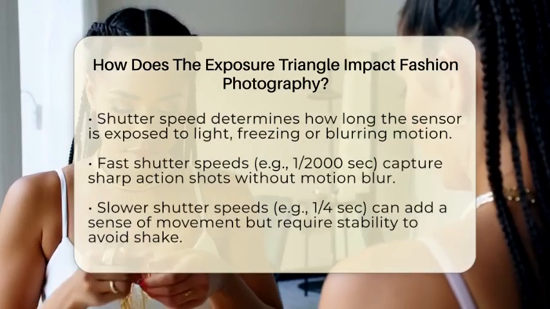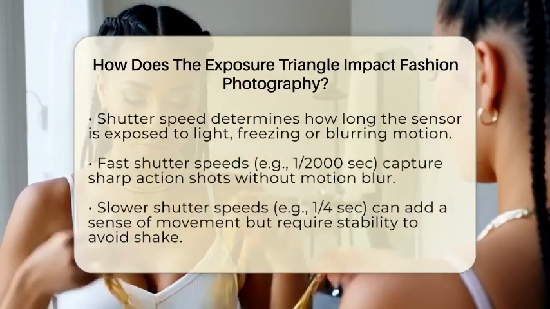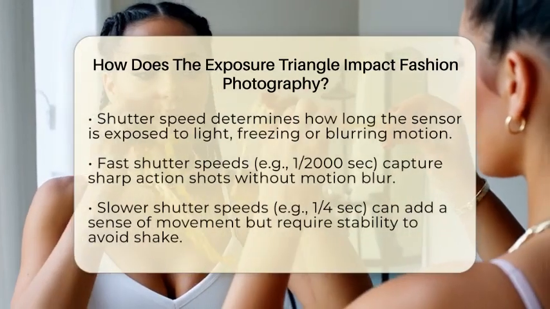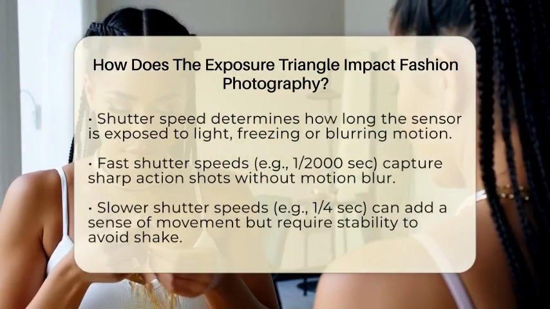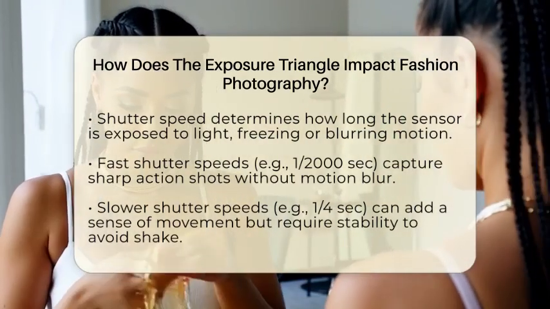Then there's ISO, which measures how sensitive the camera sensor is to light. A low ISO, like 100, produces clean, crisp images with little noise. This is ideal for studio shoots with controlled lighting, where you want to show off textures and colors clearly.